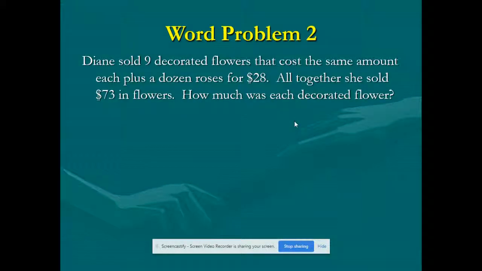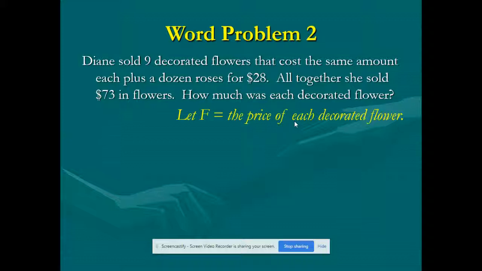Diane sold 9 decorated flowers that cost the same amount, each plus a dozen roses for $28. Altogether, she sold $73 in flowers. How much was each decorated flower? So now we're going to think, okay, what is our variable we're going to use? We're going to say F. You could say G, you could put an X, you could do whatever you want.